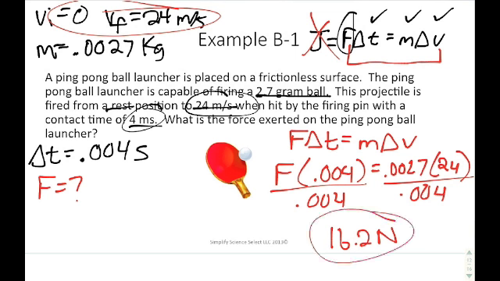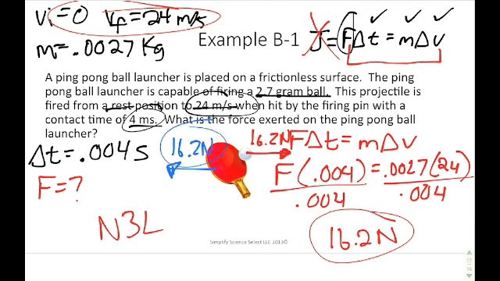Just to let you know, knowing Newton's third law, this says the force exerted on the ping pong ball is 16.2 newtons. What force is exerted on the ping pong ball launcher? Remember, Newton's third law says for every force there's an equal and opposite force. So if the ping pong ball is exerted at 16.2 newtons this way, the force on the ping pong ball launcher is 16.2 newtons in the opposite direction. So really it should be 16.2 newtons backward, or you can say negative, or you can say left, but it's got to have some sort of indication that it's in the opposite direction.